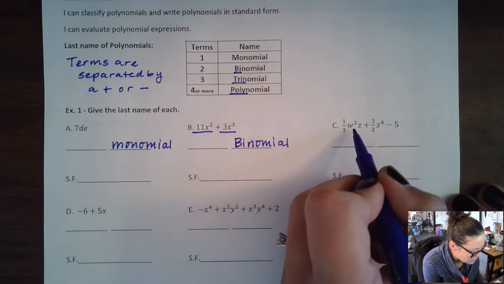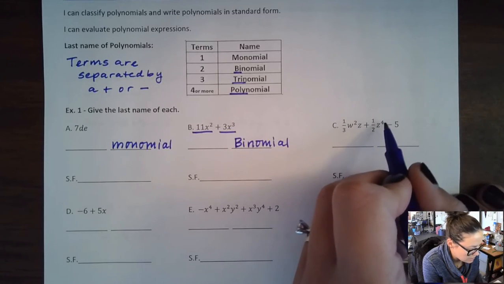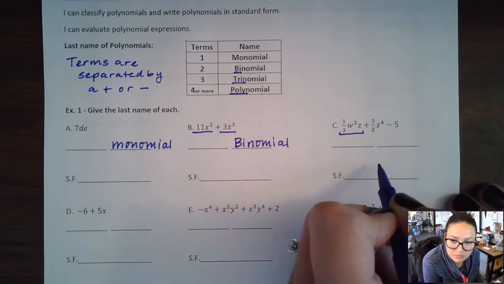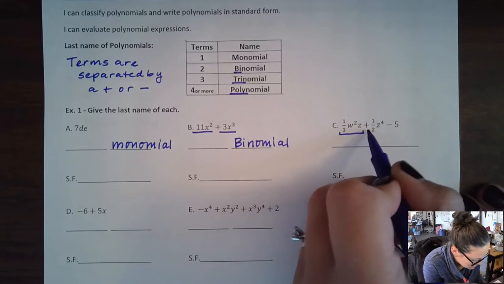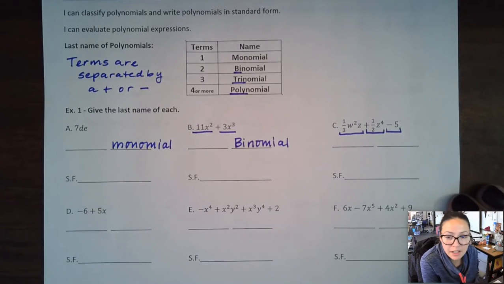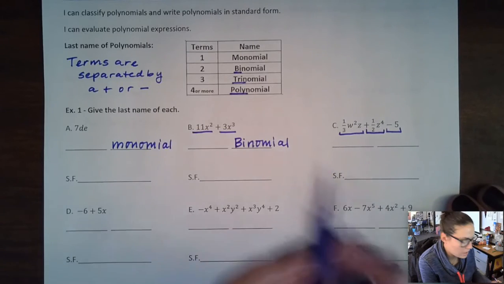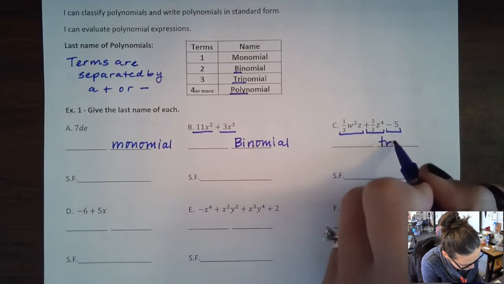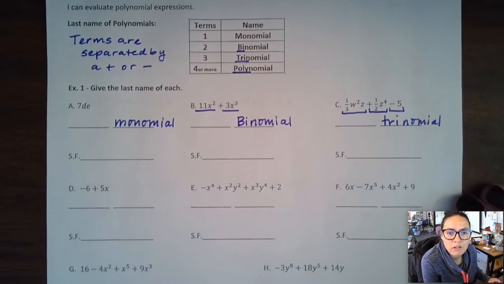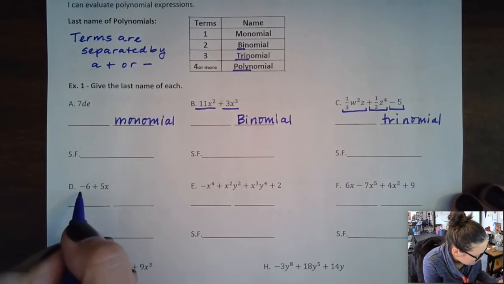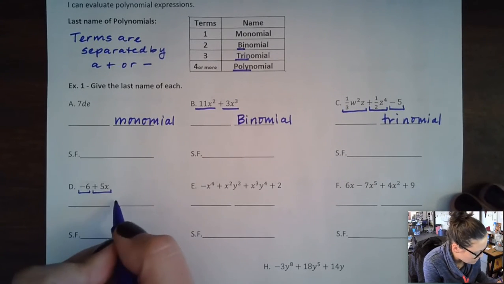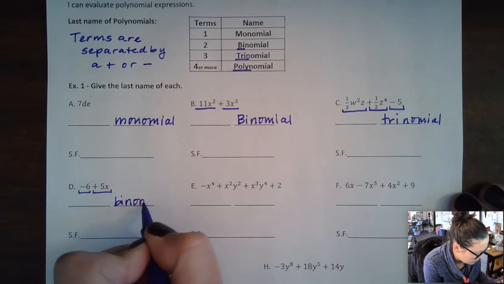C, 1/3 w squared z plus 1/2 z to the 4th minus 5. Well, there's my first term. Then I have a plus sign, which means I start a second term. And the minus sign means that I have another term. So I have 3 terms, which makes this a trinomial. D, I have -6 plus 5x. That is 2 terms. 2 terms means we call it a binomial.